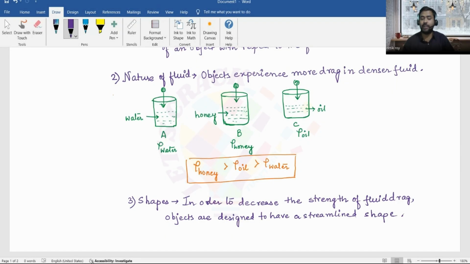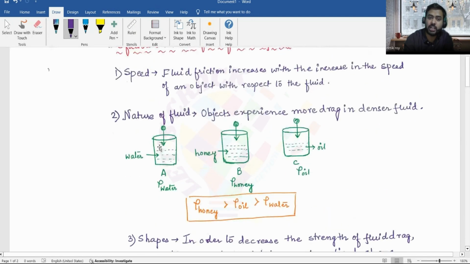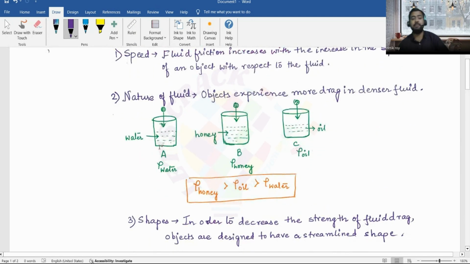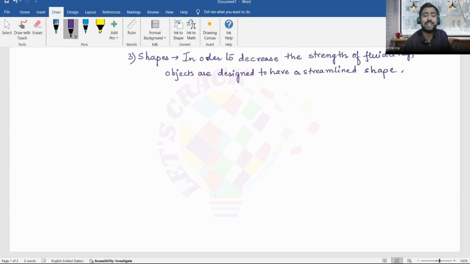Okay, so now the next topic. The three factors on which fluid friction depends are namely the speed of the fluid, the nature of the fluid, and shape. Now the next concept that we have to understand is the different ways by which we can increase and decrease friction, and what are the advantages and disadvantages of friction.